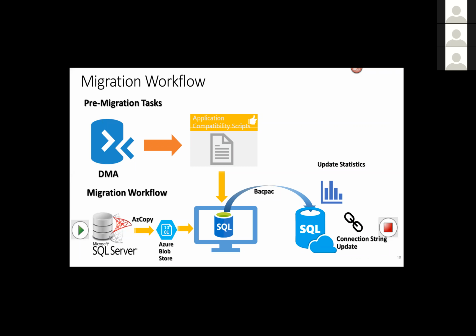This is how we upgraded it to 2016, applied the latest script, made it compatible with Azure SQL DB, and then we exported to BACPAC. Once we exported to BACPAC, you can import it to Azure SQL DB. And then we updated the statistics, and finally we changed the connection string in the application, and this was the end-to-end migration. So if you see here, the end-to-end migration takes a lot of effort, and it's also time-consuming.